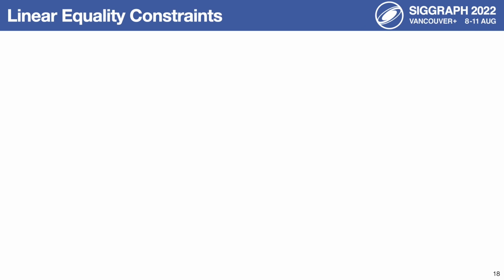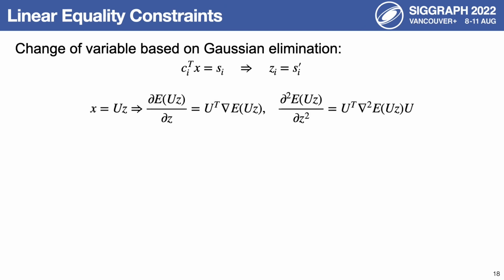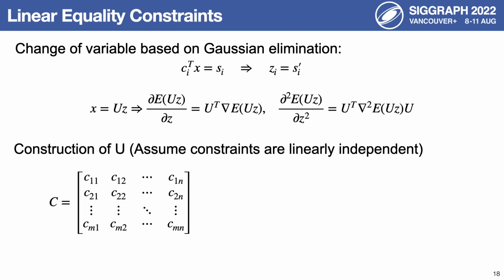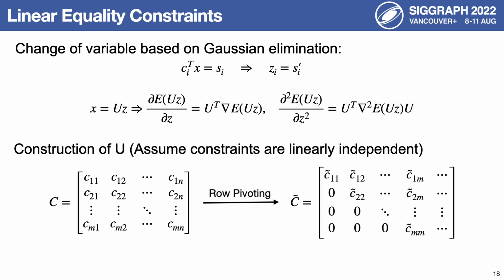To exactly enforce the linear equality constraints, we propose a change of variable method. We change the degree of freedom x to a new coordinate z, in which the constraints become z_i equals s_i prime. Assume U is the transformation matrix between x and z. We can use the chain rule to compute the gradient and Hessian matrix accordingly. The construction of U is carried out as follows. Let the constraints C_i form a matrix C. We apply Gaussian elimination with row pivoting to get an upper triangular matrix C prime. Then we can form an upper triangular transformation matrix by inserting identity into the bottom right block.